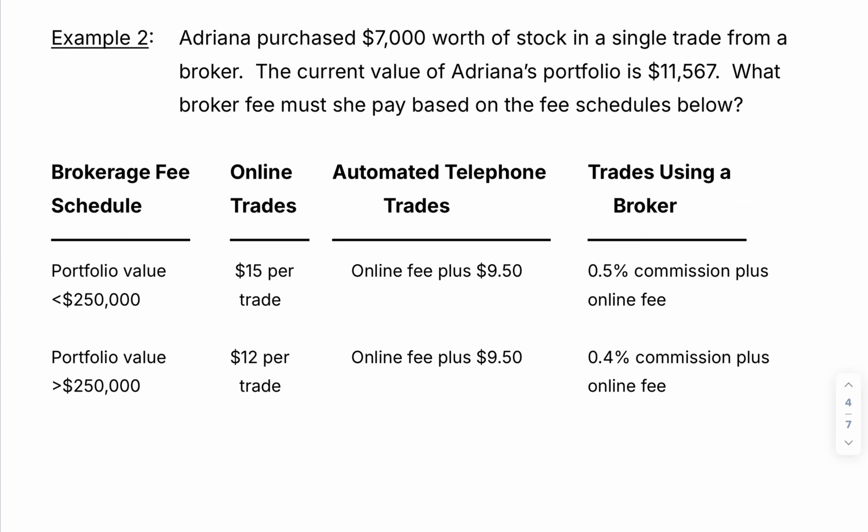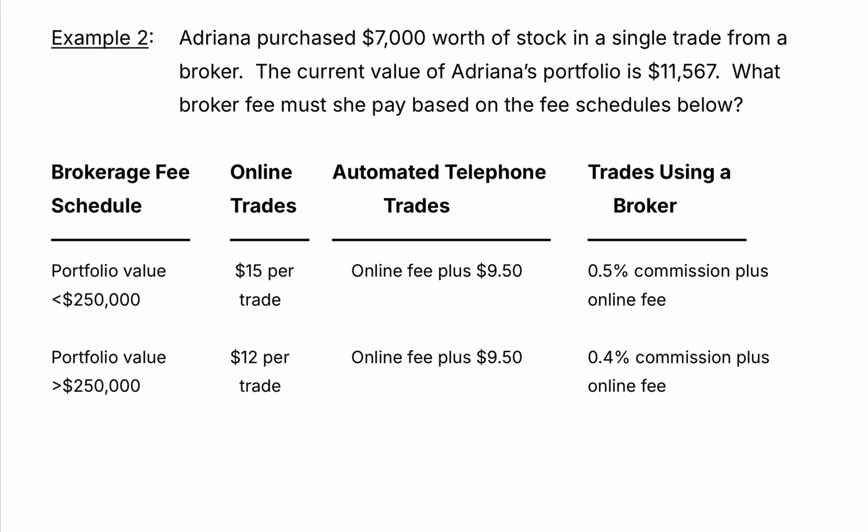All right, so Adriana purchased $7,000 worth of stock in a single trade from a broker. The current value of Adriana's portfolio is $11,567. What broker fee must she pay based on the fee schedules below? Okay, so if you take a look, this brokerage fee schedule says that if your portfolio value is less than $250,000, then if you perform an online trade, that's going to be $15 per trade.